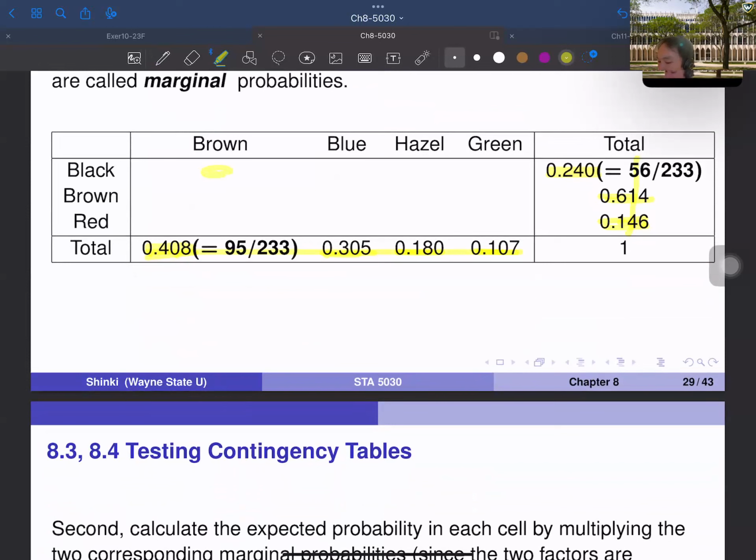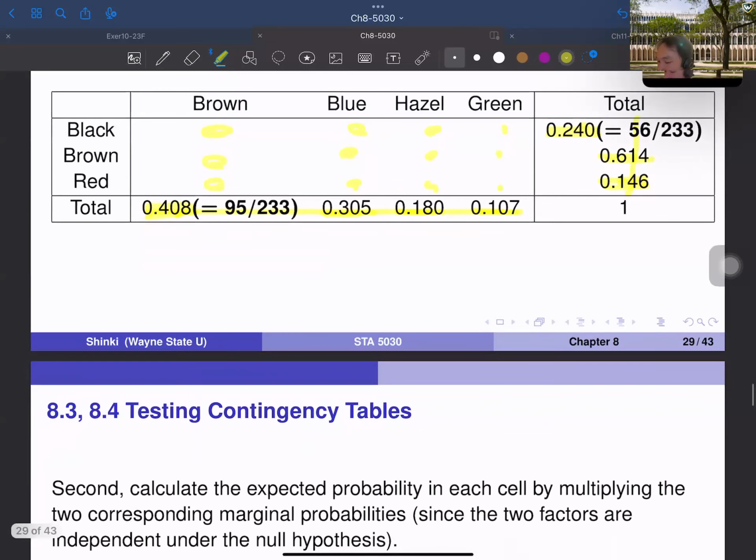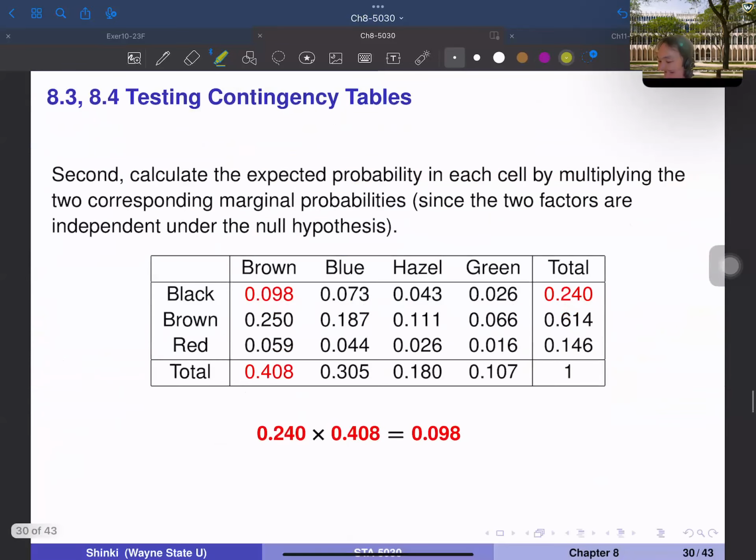Then the probabilities in this table should be the product of these two probabilities. For example, for black hair and brown eyes, we multiply 40.8% and 24%, and we get 9.8%. So that is the product. If these two factors are independent, this probability should be the product of this and this. This is exactly the definition of independence.